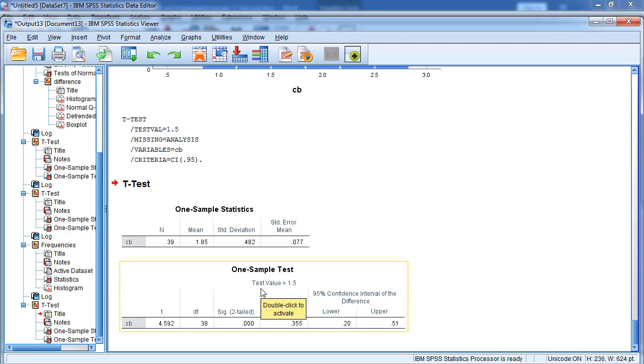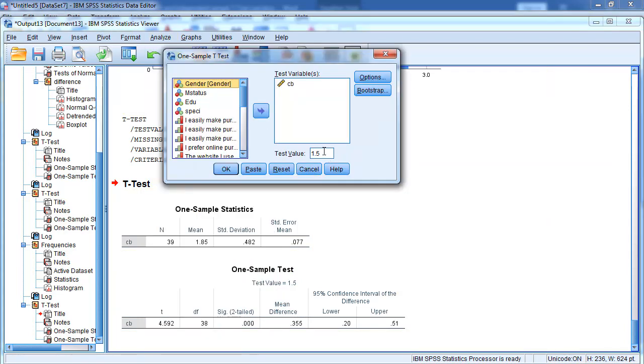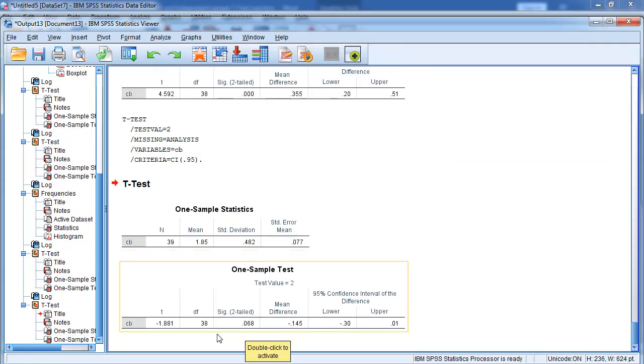Now you can do another thing here: increase the population mean to 2 instead of 1.5, and then press OK. You can see the difference here. The p-value is not less than 5%, and the mean difference is negative, which means the population mean is greater than the sample mean, and the t-value is not statistically significant, and so on.